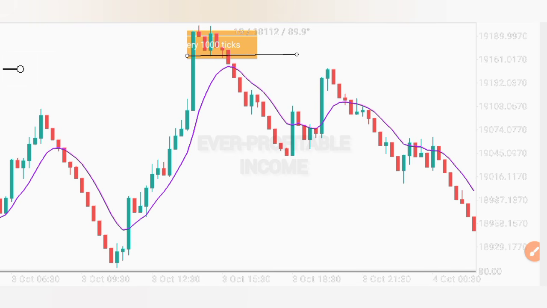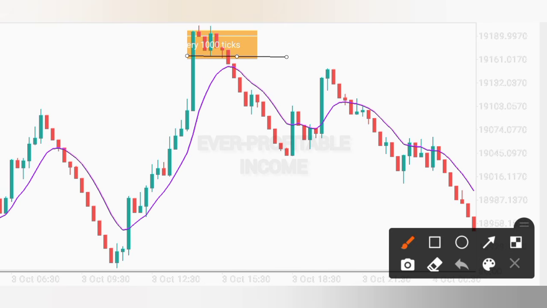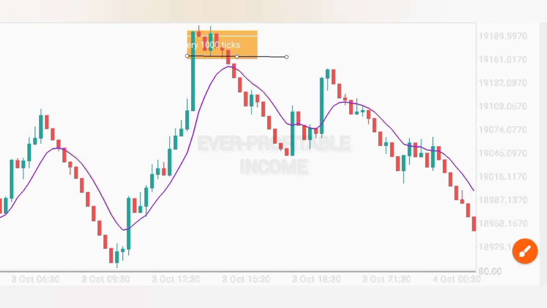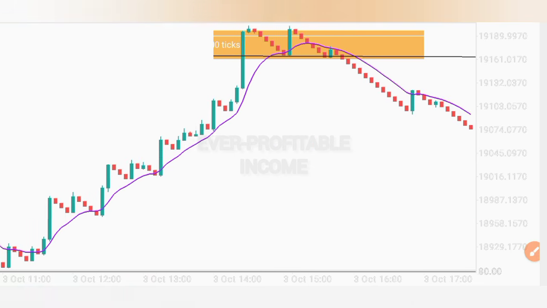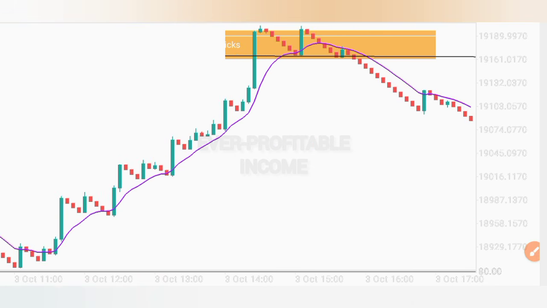Okay, so I'm going to mark out the low of the candlestick that failed to form a new high. Can you see that? That green, bullish candlestick that failed to form a new high. So I marked out the low at the 15 minutes time frame. Then after doing that, I'm going to head over to the 5 minutes time frame.